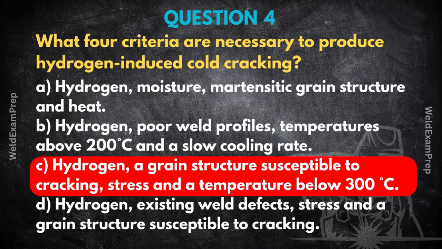Low hydrogen consumables, preheat, controlling stress. Absolutely. It gives you the power to stop it before it starts. Which factor do you think gets overlooked most often in practice? That's a tough one. Maybe the hydrogen. People focus on the welding parameters but forget about basic cleanliness or consumable care. I think you're right. Hydrogen control is often underestimated.